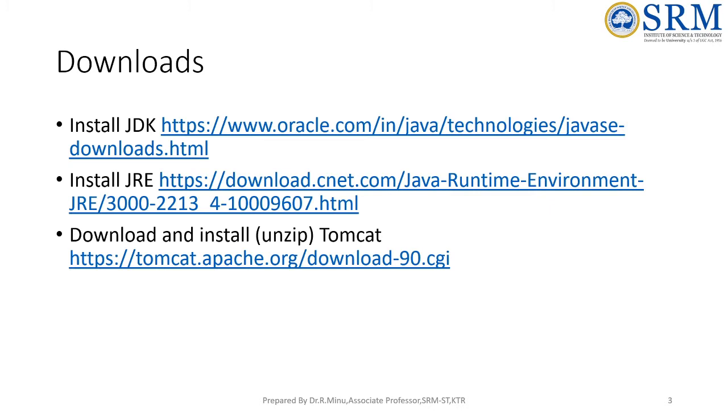Before starting, if you want to run a Tomcat servlet program in your local system, these are the three important things which you need to download. First one is your Java JDK file, then your JRE file, and obviously your Tomcat. Tomcat Apache is a package where the servlet header files and everything are installed.